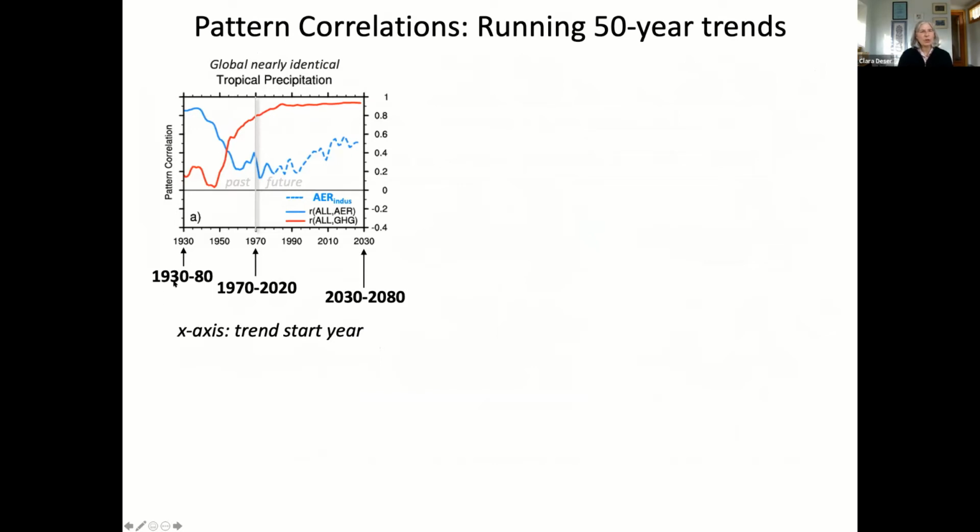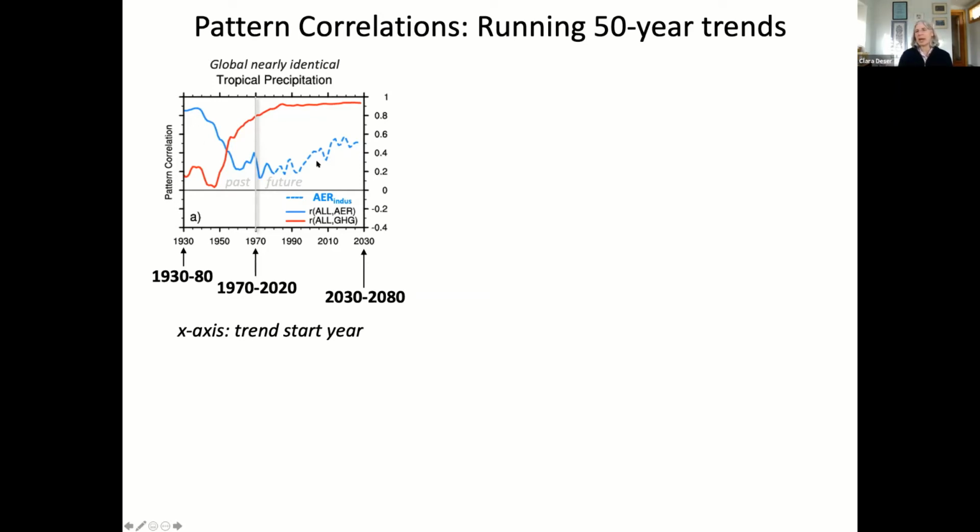And so I just want to orient you here. The x-axis is the start date for the 50-year trend. So the first point on here is the trend from 1930 to 1980. Then this gray line is the end of the last point you can get to fit within the historical period, 1970 to 2020. And then we're going all the way out to a 50-year trend that begins in 2030. So we're going out into the future.